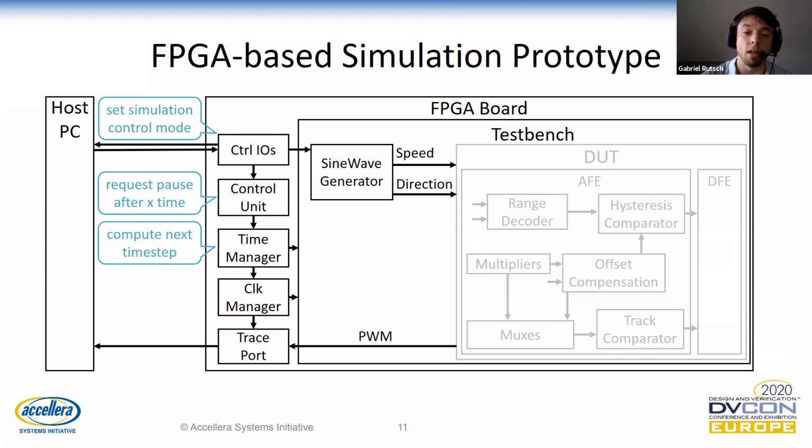And this, for example, allows you to pause the simulation. The way this works is that you use a certain control I/O for that. You set the control mode. This signal is interpreted by the control unit, which then recognizes, okay, I need to pause now. This sends a 0 time step request to the time manager, which computes the smallest next time step that is requested, which is 0 in this case. And this will gate all the clocks in the clock manager to the design, which freezes the simulation, but still allows you to read and write values from the application, or also dump the trace to the host PC.